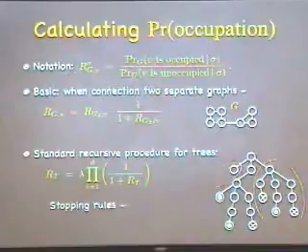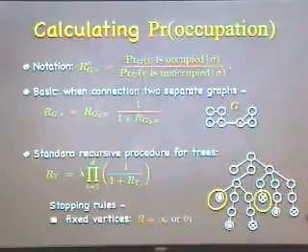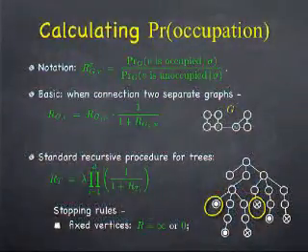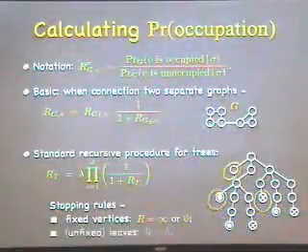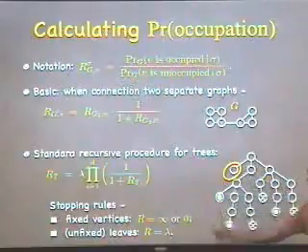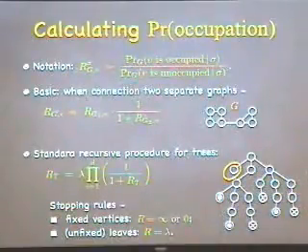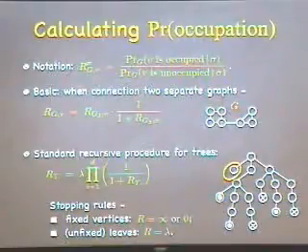Now the stopping rules for these procedures are trivial. If you get to a fixed vertex, then the ratio at the fixed vertex is infinity or 0, depending on whether it's occupied or unoccupied. Or you can also get to a leaf which is unfixed, in which case, like I said already, this ratio is simply lambda. So this is the procedure for the tree.